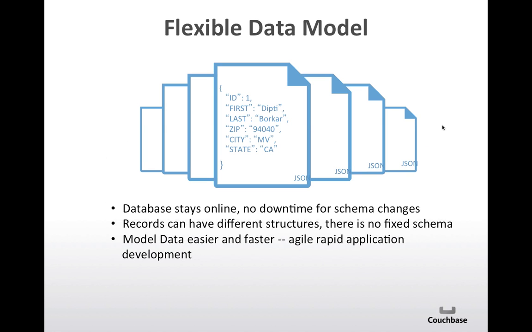So let's now take a closer look at the flexible data model. In this example, we have a document with the user profile data. So we have ID, first name, last name, zip, city and state for this user, Dipti Bokar.